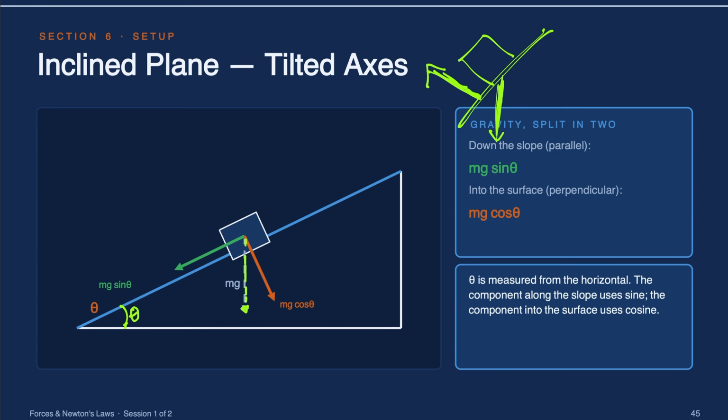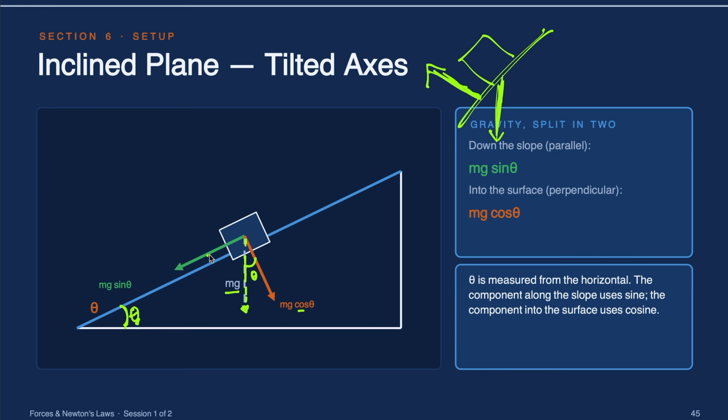But then we can split gravity, right? Because it's not just straight down. The block is angled slightly differently, so we have to split gravity. At what angle? At theta. So you look at this theta, okay? Using similarity and triangle rules, this theta is going to be the angle between mg, the vector straight down, and mg cosine theta.